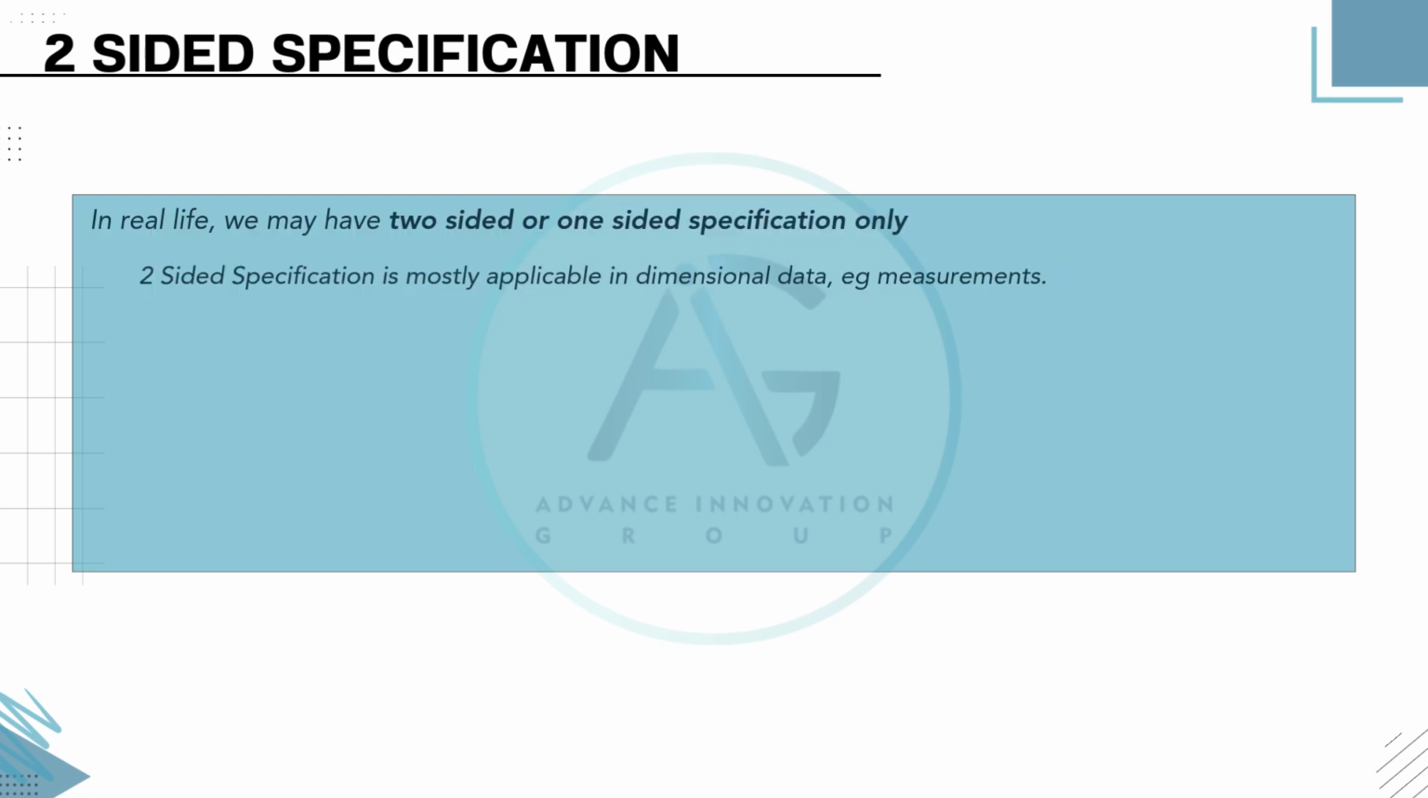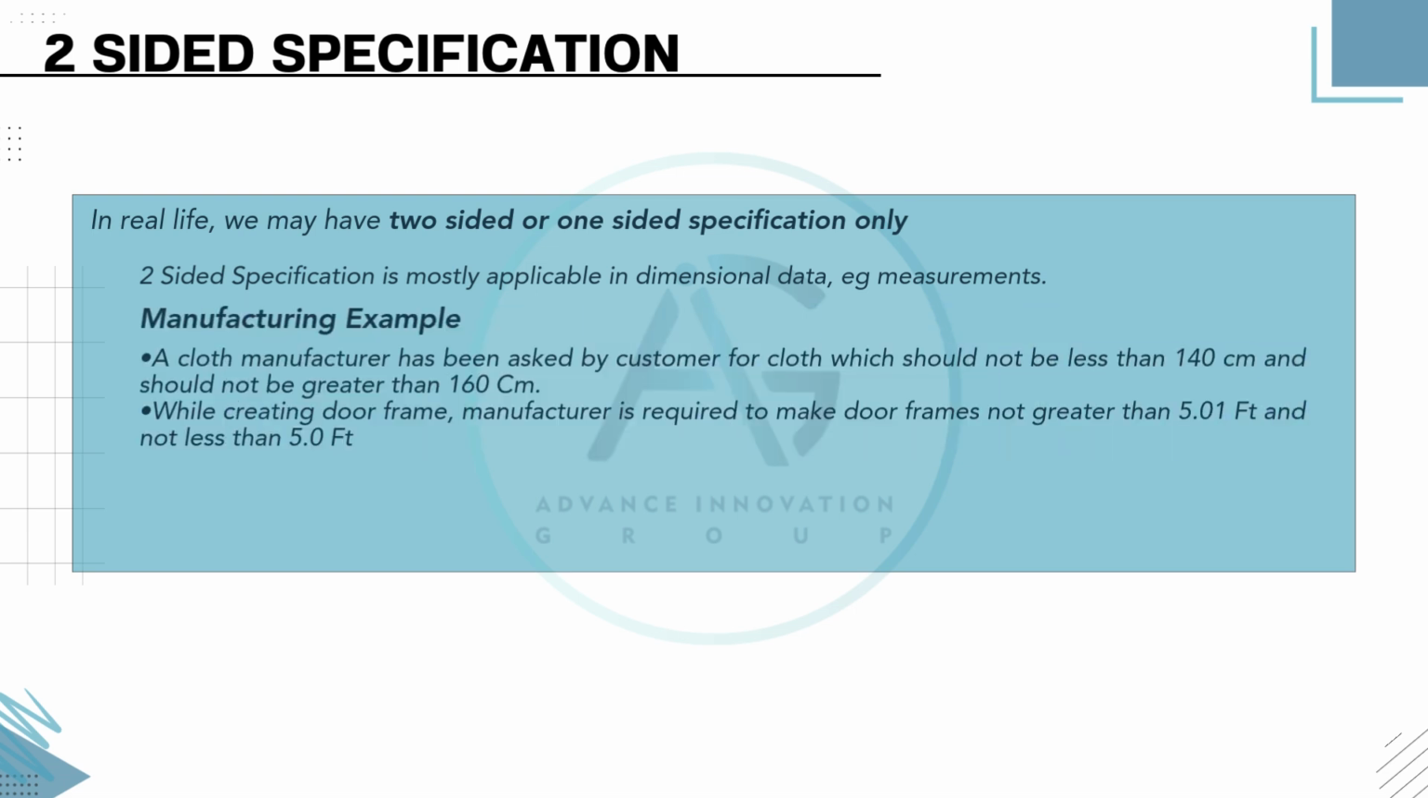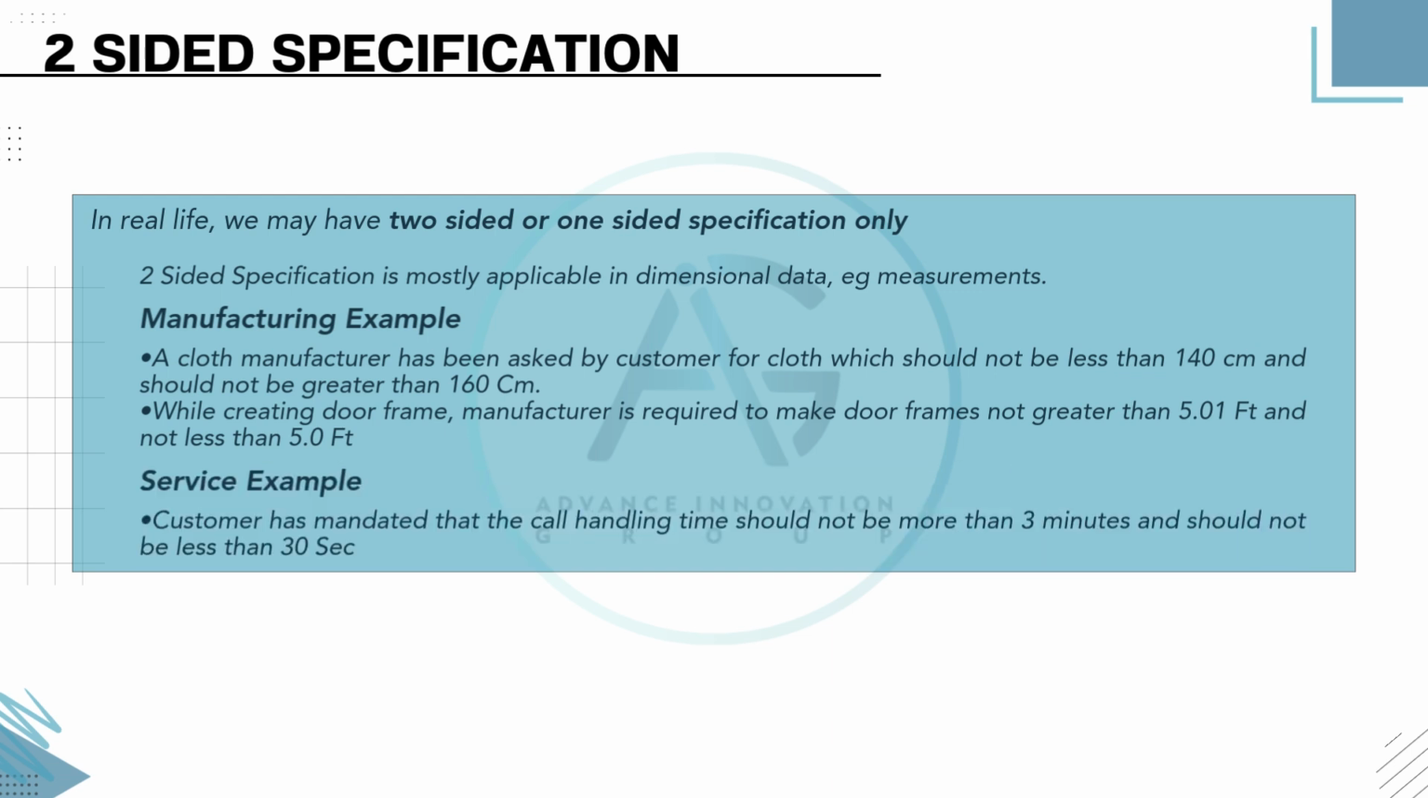In real life, we may have two-sided or one-sided specification. Two-sided specification is mostly applicable in dimensional data, e.g. measurements. Manufacturing example: a cloth manufacturer has been asked by the customer for cloth which should not be less than 140 centimeters and should not be greater than 160 centimeters. While creating a door frame, the manufacturer is required to make door frames not greater than 5.01 feet and not less than 5.0 feet. Service example: the customer has mandated that the call handling time should not be more than 3 minutes and should not be less than 30 seconds.